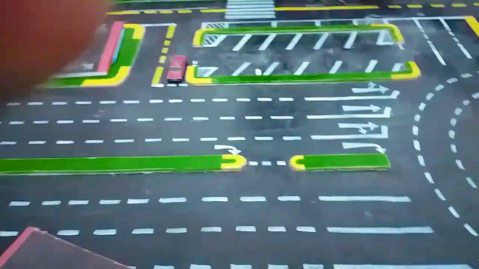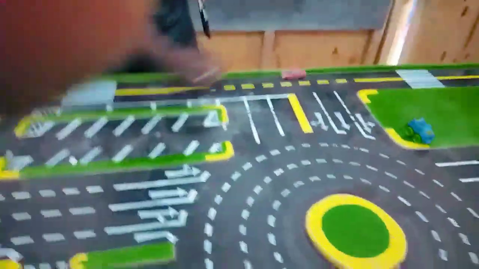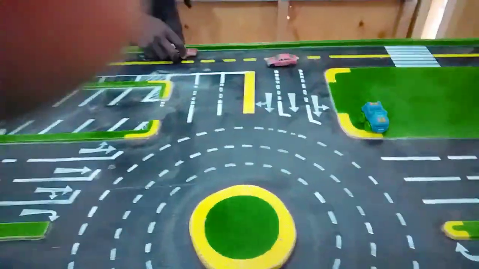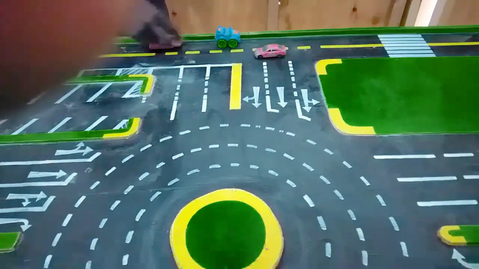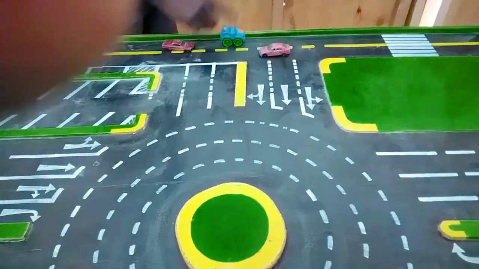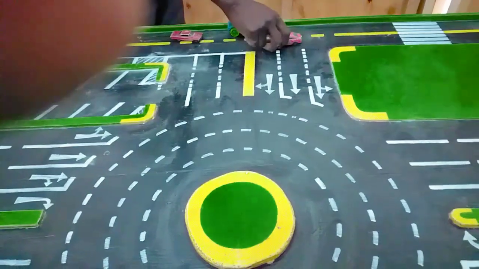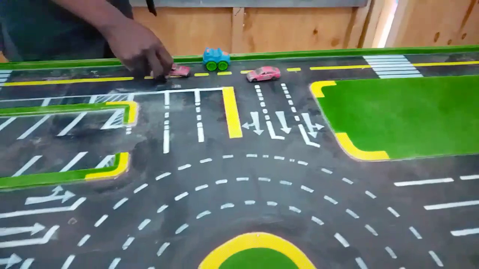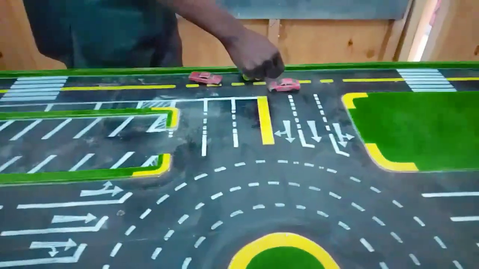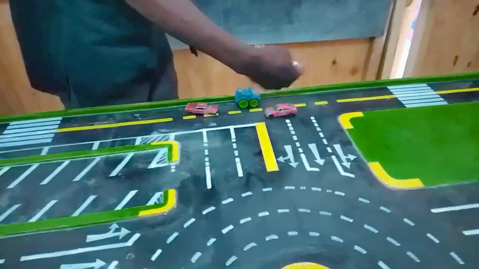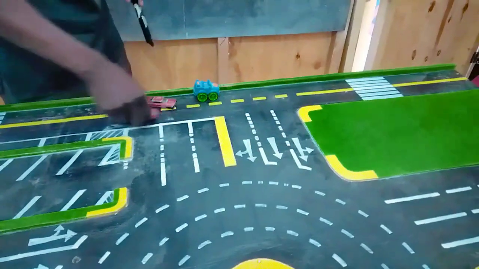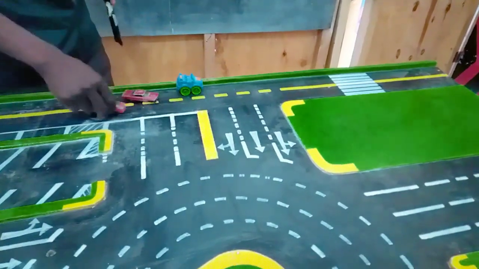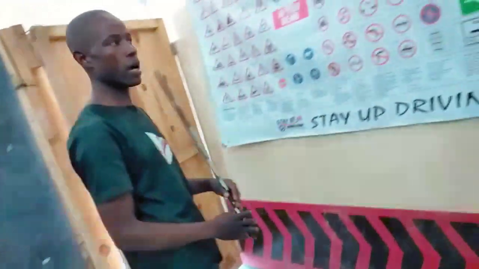Then here. Now I want to overtake, or maybe there's an accident here. I want to overtake this car. But I cannot overtake, I have to give way to this person. This one is give priority over oncoming traffic, this one here. So lazima nigoje, huyu apite ndio niende. So that one is priority over oncoming traffic, this one here.